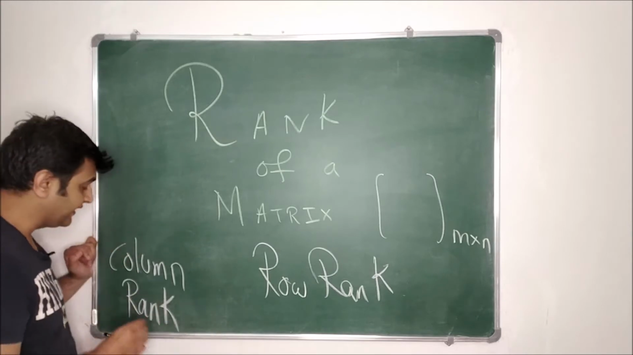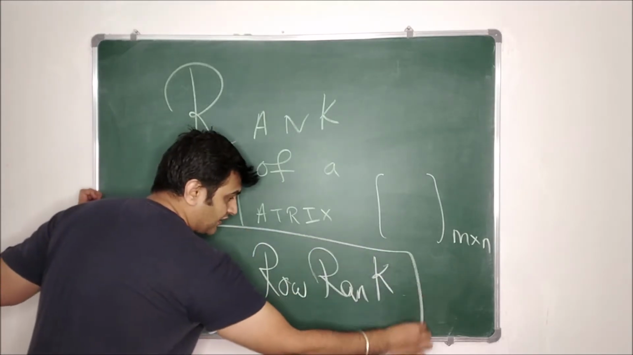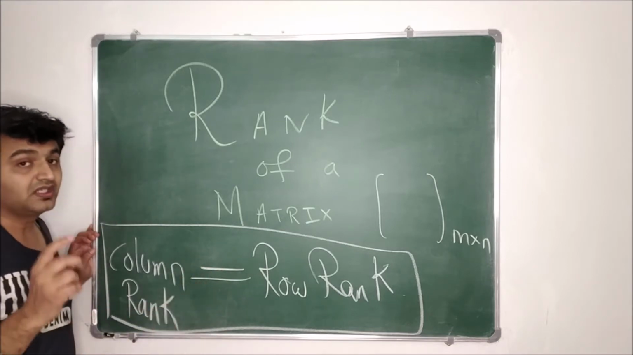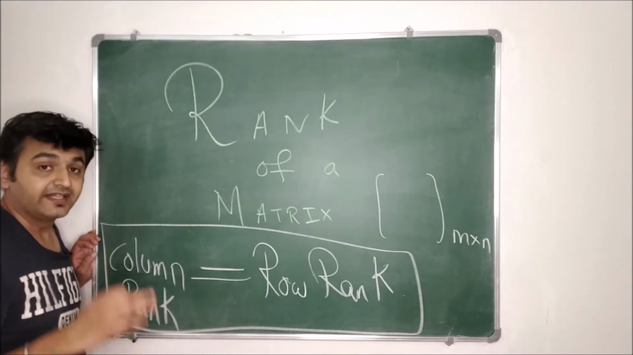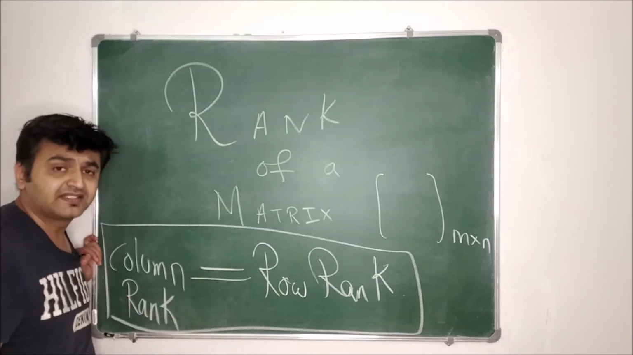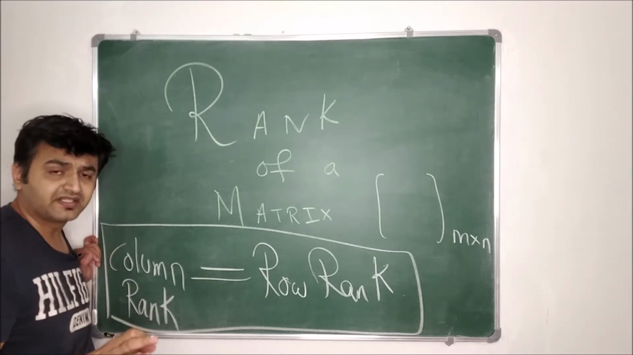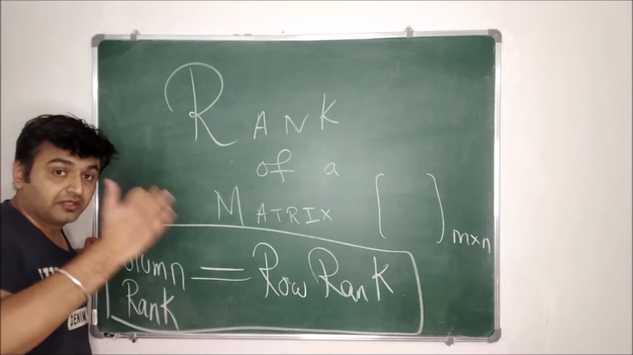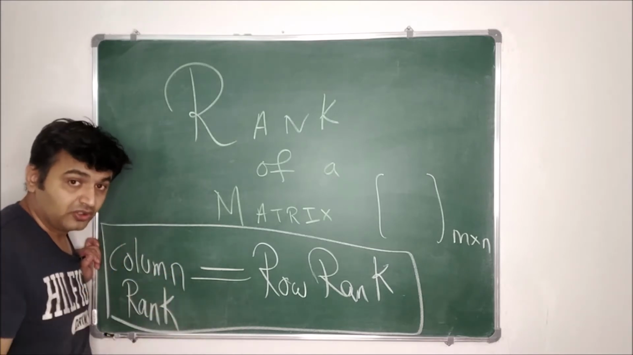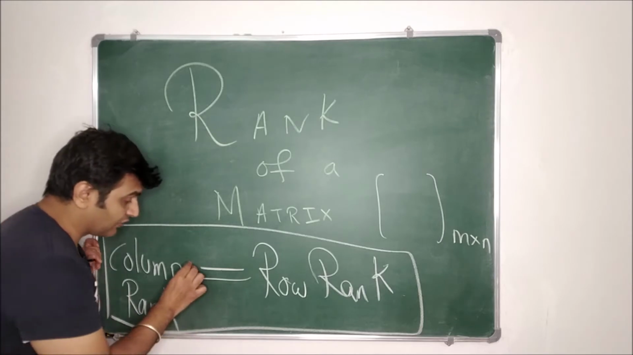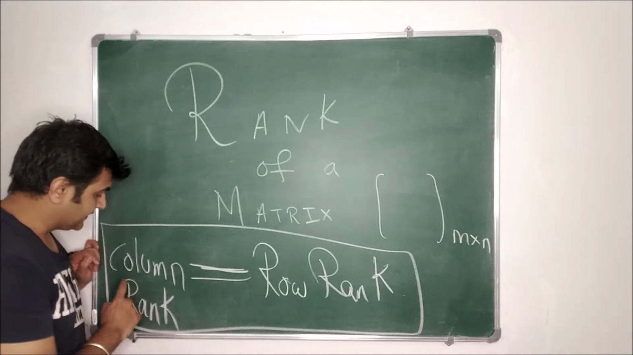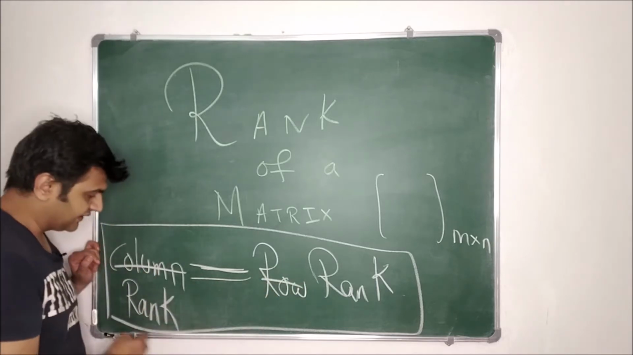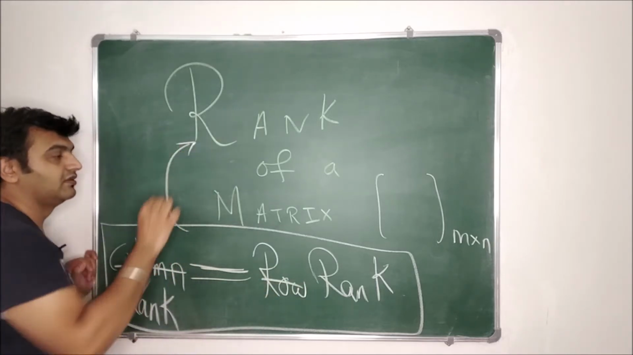There is a very nice theorem which says that the row rank of a matrix is always equal to the column rank of a matrix. That means you take any rectangular matrix in the world, you see the number of linearly independent rows, you see the number of linearly independent columns, those two numbers are always the same. And since the row rank is always the same as the column rank, I will remove this term, and that's what you mean by the rank.